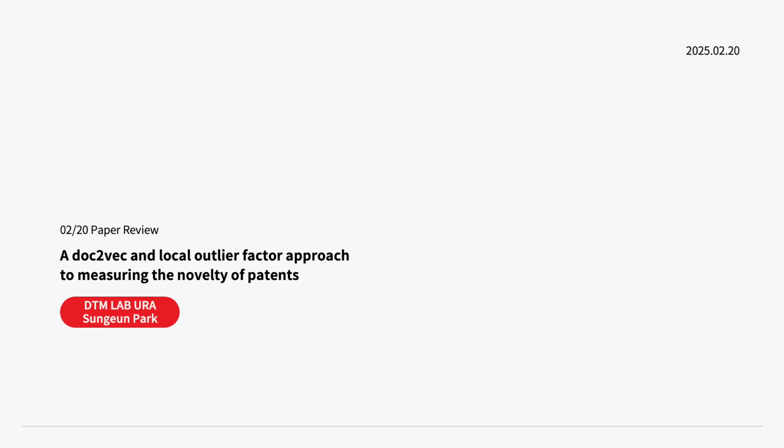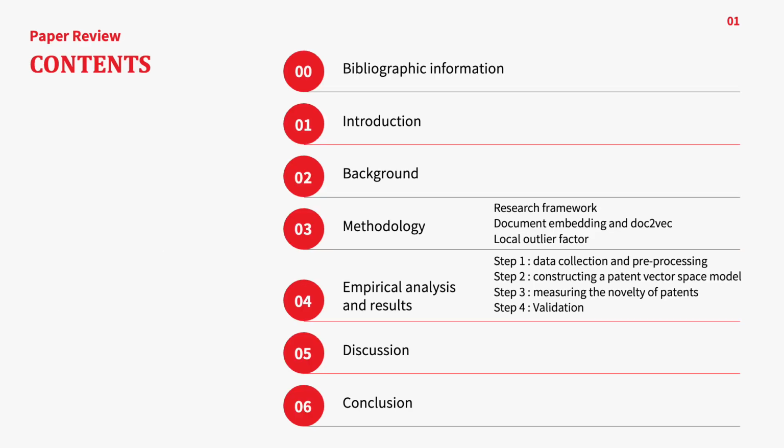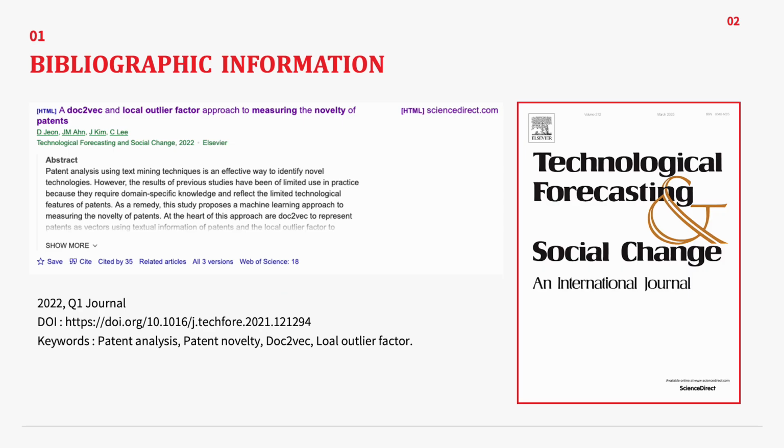Today, I am introducing a paper titled A doc2vec and Local Outlier Factor Approach to the Measuring of Novelty of Patents. The table of contents is listed above. This paper was published in Technological Forecasting and Social Change, a Q1 journal. Keywords include patent analysis, patent novelty, doc2vec, and local outlier factor. I chose this paper to share because it introduces a new approach to measuring the value of patents, moving beyond traditional quantitative indicators.